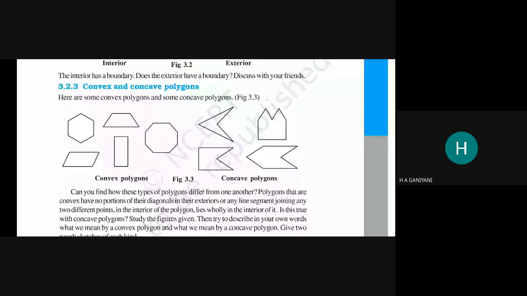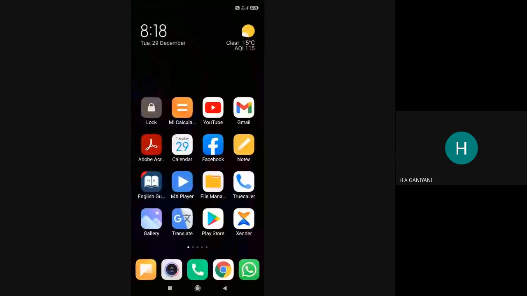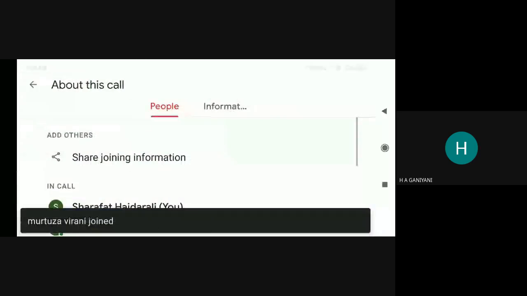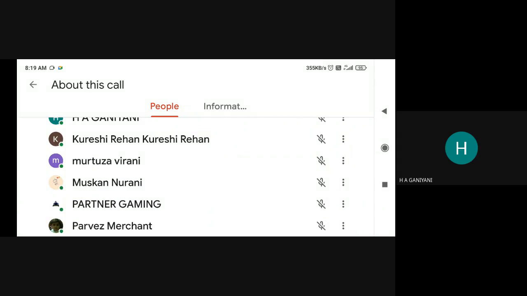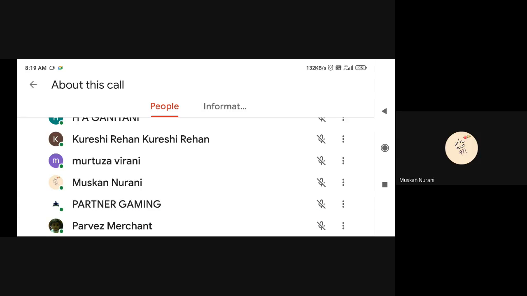Now, who can tell me about convex and concave? What is the difference between a convex and a concave polygon? Who will tell me? Nurani? Yes, sir. Yes, beta. Tell me, what is the difference between a concave polygon and a convex polygon? If you don't know, please tell me, sir, I don't know. So I'm asking other students.